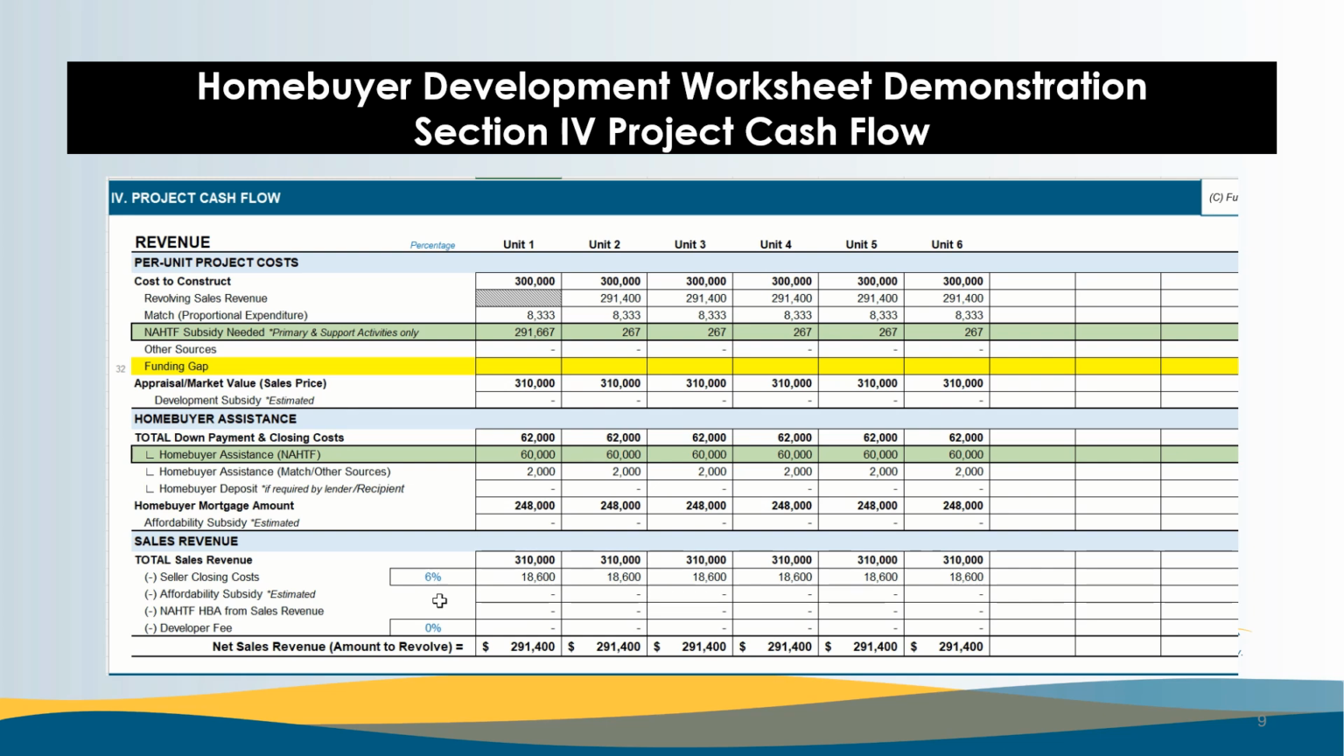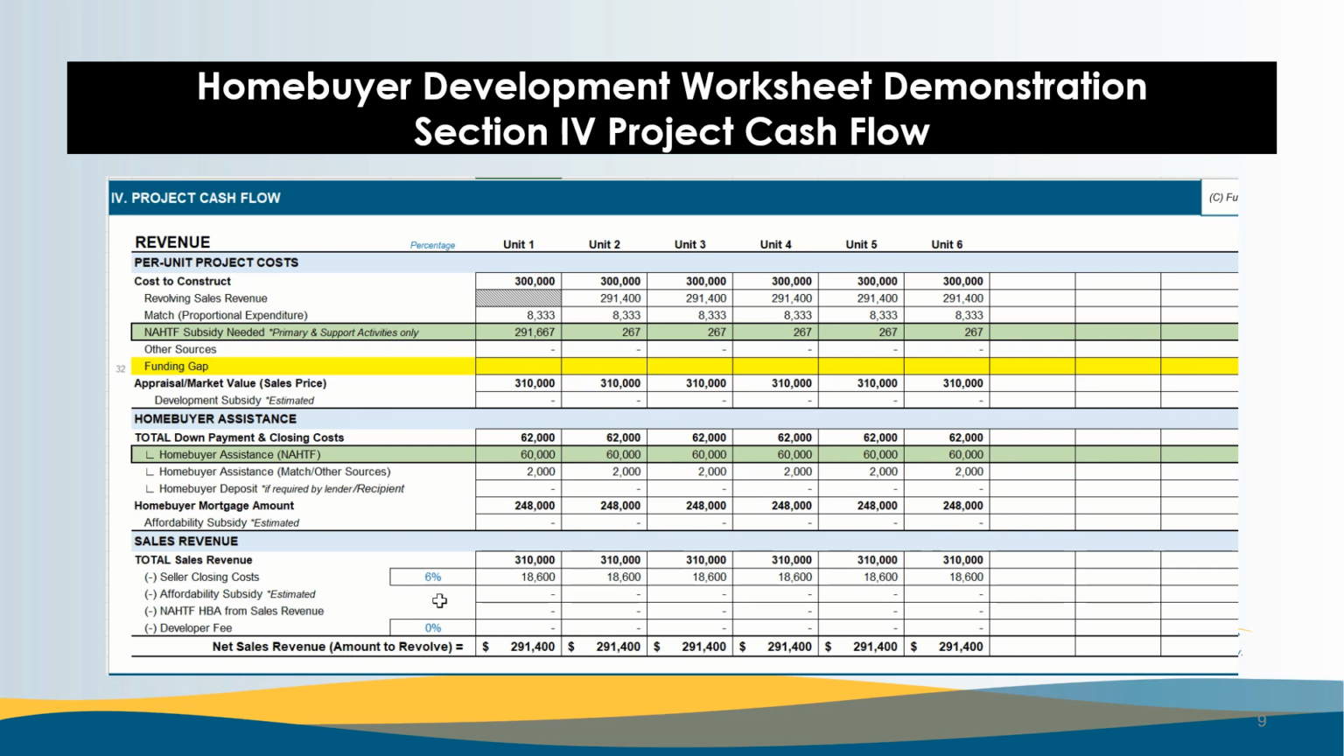This example did not have anything in the home buyer deposit, cash deposit area, and the home buyer mortgage amount that was input above was $248,000, and there was no affordability subsidy. The last section is sales revenue. So the $310,000 is the cost of the home, and then the seller cost was 6% of that sales price, or $18,600. So that'll be deducted from the price of the home.